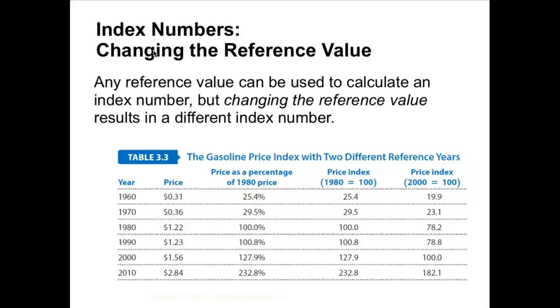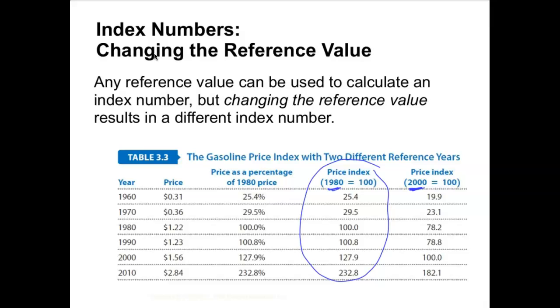All right, so remember, to calculate an index, you need a reference number. And the reference value is basically allowing you to compare to that number. So here's the same table. This column is the price index, where 1980 is our reference value. And then this one is the price index if we instead use 2000 as our reference value.